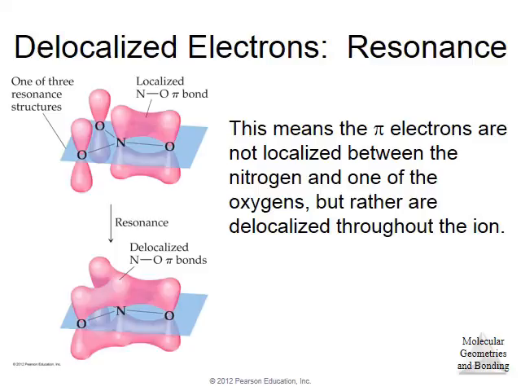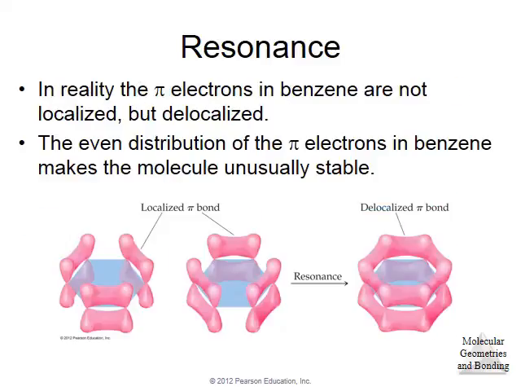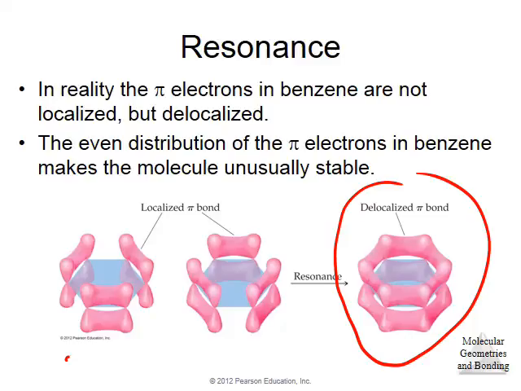Now this is a better picture you can see. The top one shows the localized electron cloud between nitrogen and oxygen, and the bottom one shows delocalization after considering the resonance. In the case of benzene, C6H6, again you're seeing all these pz orbitals, and they overlap with each other, and they give you a structure like this, delocalized pi. And these are the localized pi bonds before considering the resonance hybrid.